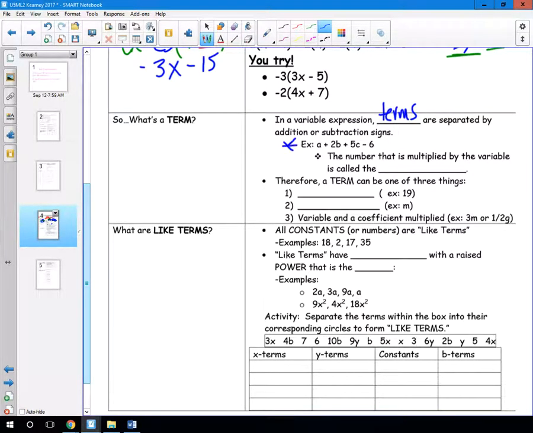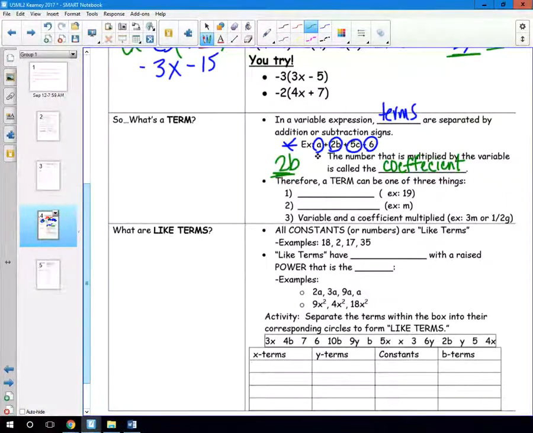So if you have this example here, we've got A is a term, 2B is a term, 5C is a term, and 6 is a term, okay? And if we were to look specifically at, for example, that 2B term, that number that is multiplied by the variable, that 2, right there, that is called the coefficient. And you say coefficient. Okay? That number that you are multiplying the variable by in front is called the coefficient, or as I like to say, coefficient. Okay? So now, terms can be several things.